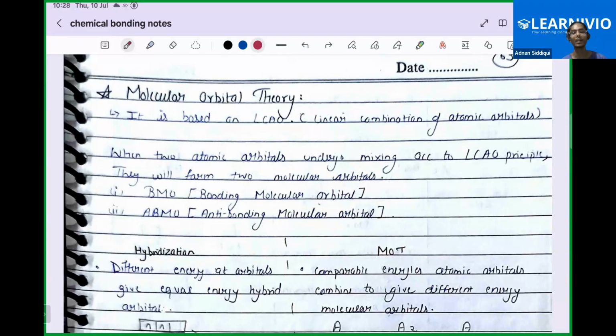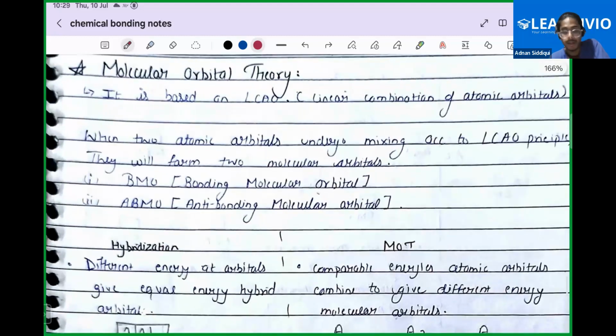It is more defined. Both VBT and molecular orbital theory are based on quantum mechanics, but this theory was discovered at a later stage, I guess 20 or 30 years later. So this is, you can say, the later version of VBT. So molecular orbital theory, let us talk about it. This theory is based on LCAO, linear combination of atomic orbitals.